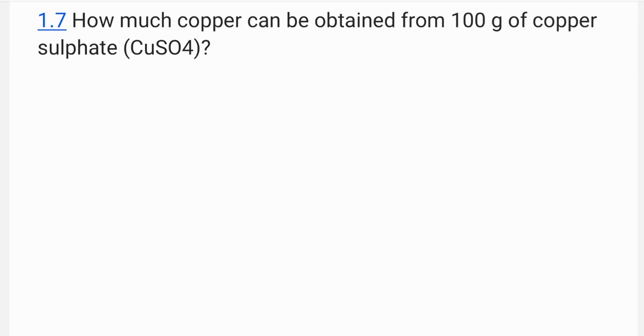We are starting with the next question, that is 1.7 of class 11. The question states: how much copper can be obtained from 100 gram of copper sulfate, CuSO4? To solve this question, we should know that 1 mole of copper sulfate contains 1 mole of copper.